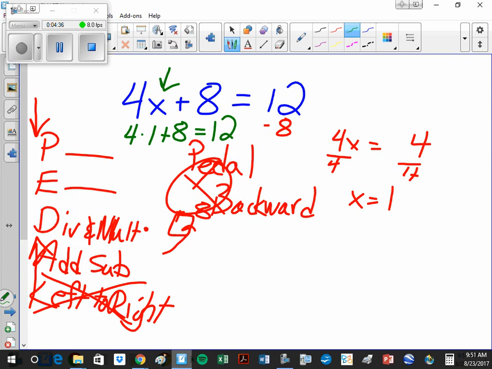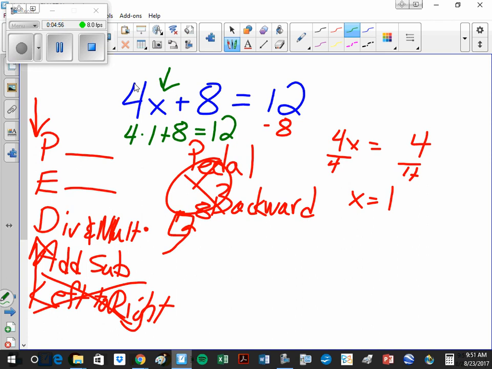Now, some equations will have multiple solutions. What do we call it when an equation has two solutions? What kind of equation has two solutions? A quadratic equation. An x squared equation will have two solutions. An x to the third will have 3. Or they might not have any.